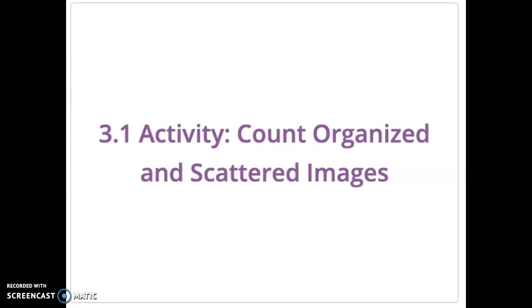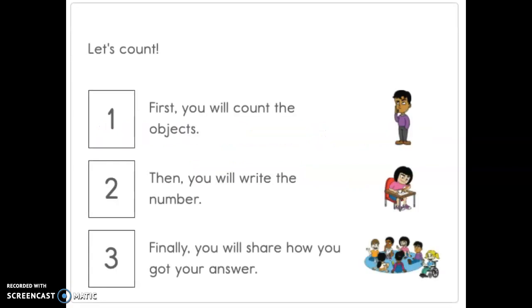So we've talked about organized and scattered images. Organized images are ones where it is easy to see what you've counted. They are either in lines or in a very specifically shaped group. Scattered images would be things that are sort of all over the place and don't necessarily have an easy way to keep track of those items. So we're going to start with, first, you're going to count the objects. Next, you'll write the number. Finally, you will share how you got your answer.